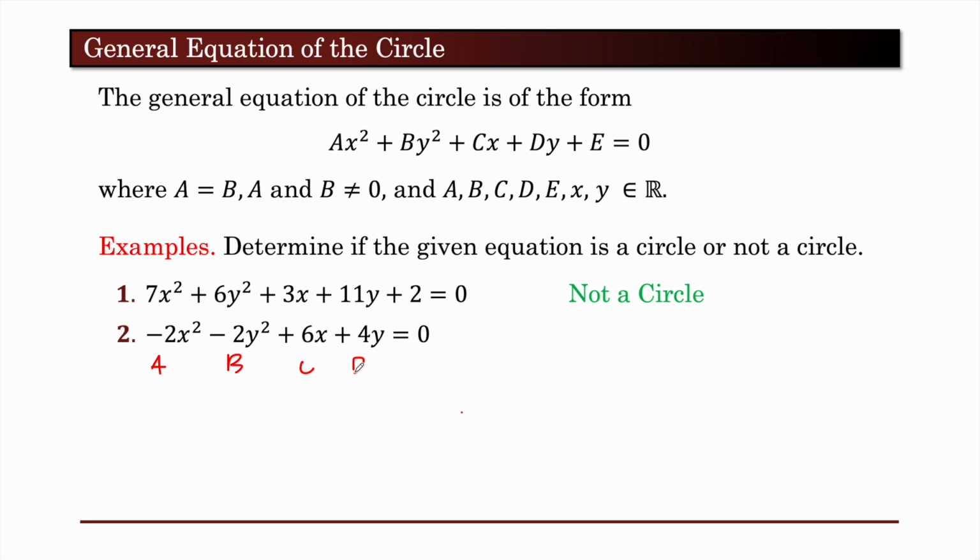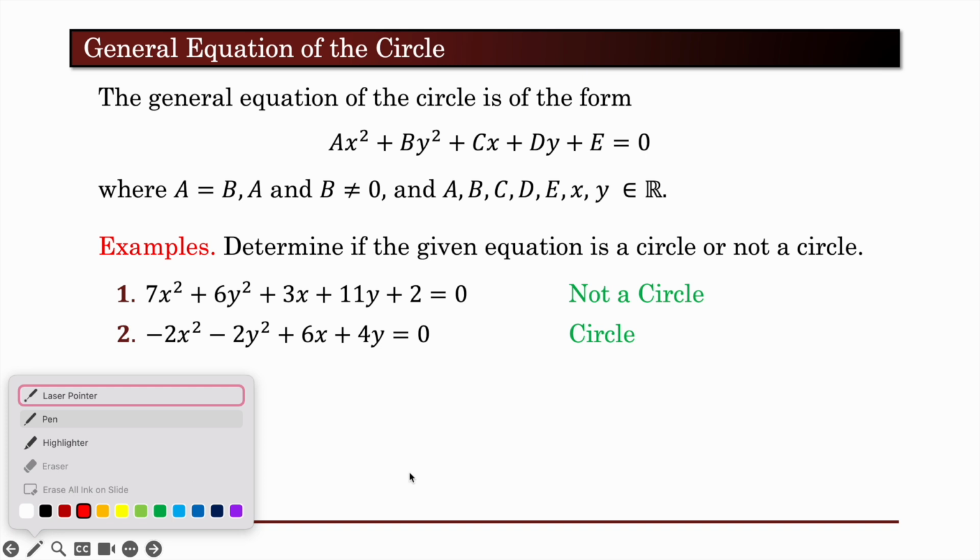Okay. A and B are equal. A is negative 2. B is also negative 2. Satisfied this condition. And obviously, negative 2 is not equal to 0. So, satisfied pa din po ito. Okay. Now, we don't have a letter E. But, we can rewrite this one as negative 2x squared minus 2y squared plus 6x plus 4y plus 0. And this 0 represents your E. Okay. E can be 0 because E is any number. Okay. 0 is considered as a number. So, satisfied yung third condition. Definitely, number 2 is a circle.